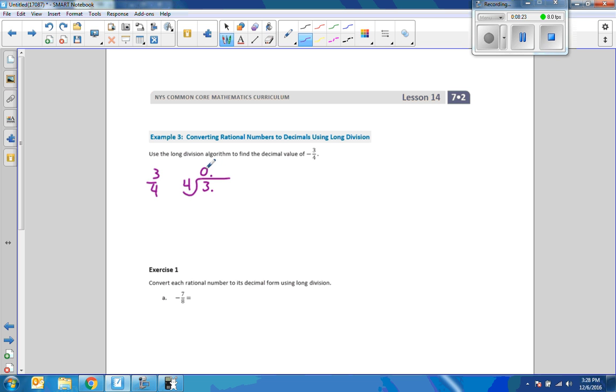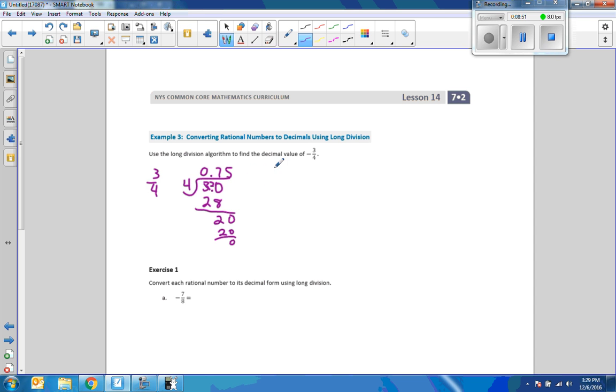And 4 won't go into 3, so I'll put 0 for a whole number. It won't go in once, it's less than 1. So I'll put a 0 here to make that 30. 7 times 4, 28. And I need to borrow a 1 from that 3, make that a 10, and this becomes a 2. I bring down a 0. And then 5 times 4 is 20, and we are done. So 3 quarters is 0.75.